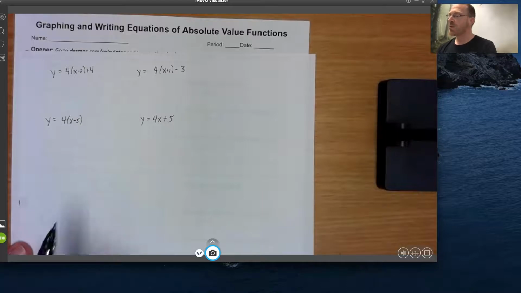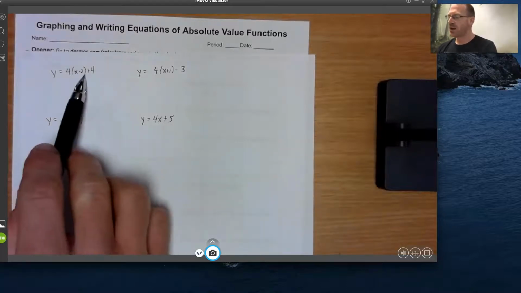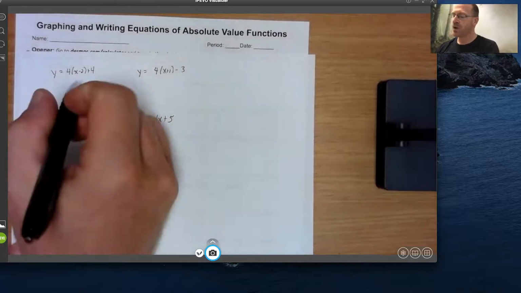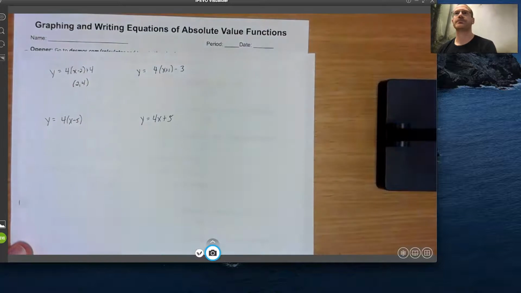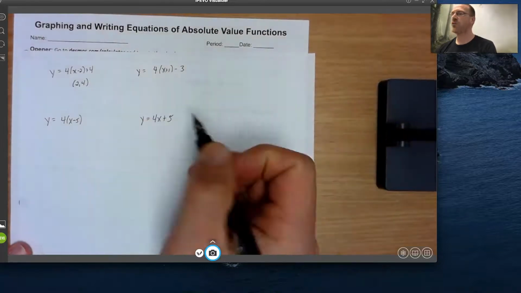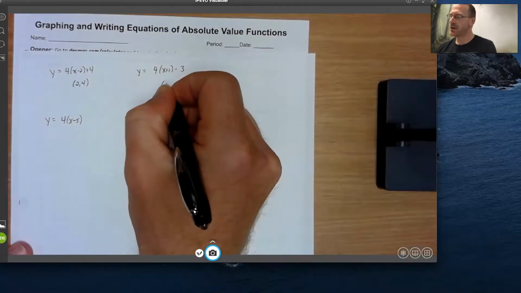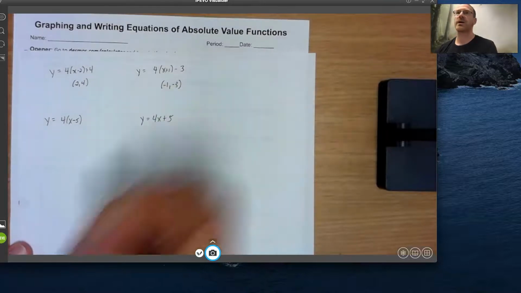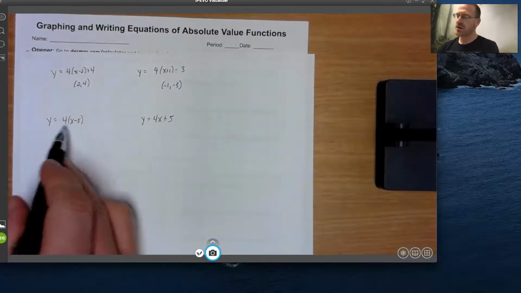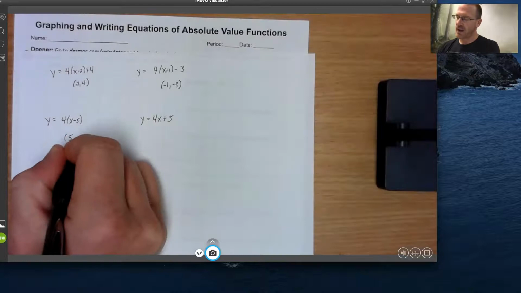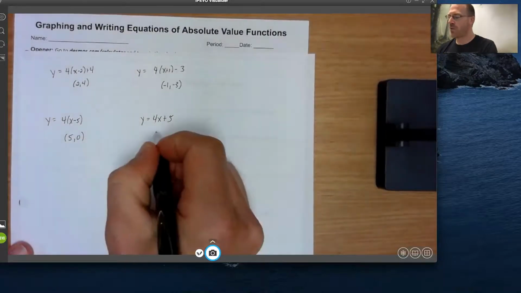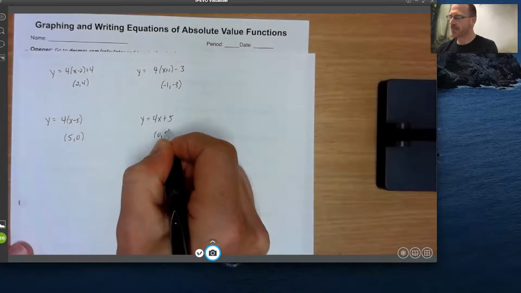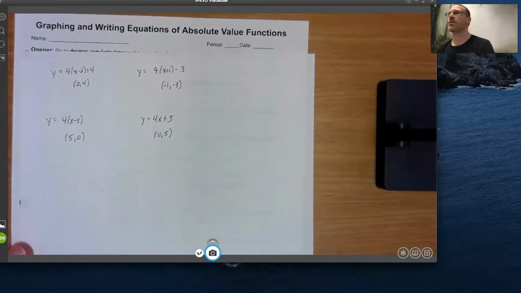So one is, we've already talked about how to find a point in an equation. So notice when I look at this equation, hopefully you know the point on that line is 2, 4. When you look at this equation, hopefully you know the point on that line is negative 1, negative 3. When you look at this equation, hopefully by now you're seeing that that point is 5, 0. And when you look at this equation, hopefully you see that that point is 0, 5.